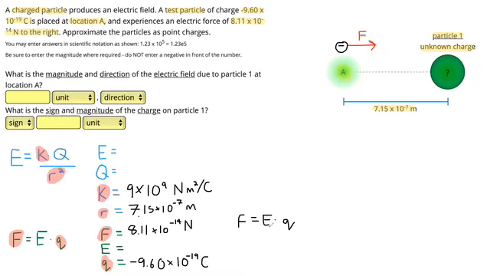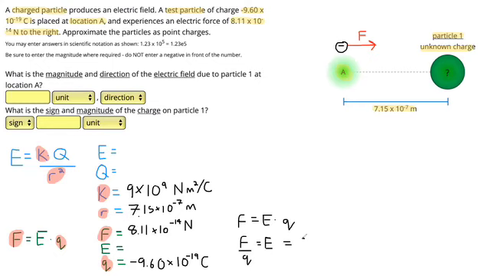I want to get E on its own, so I'm going to divide both sides by lowercase q. So that's going to give me F over lowercase q equals E. So to get electric field strength, I'm dividing the force by the charge. So we'll do that now.